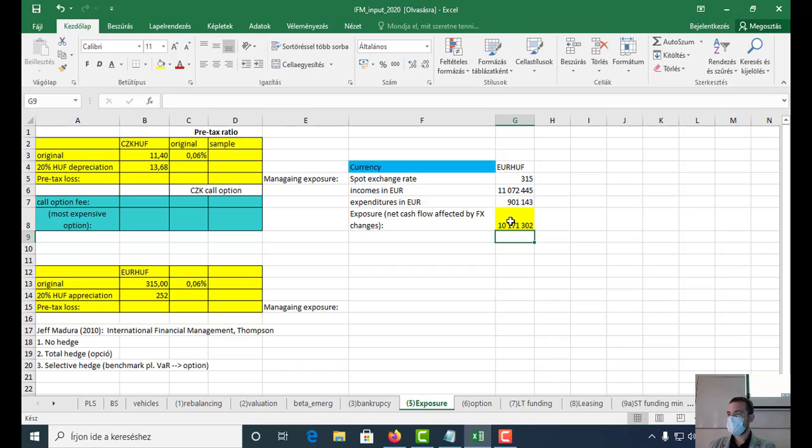So what is happening when the currency appreciates or depreciates? Ways of harming the company or the profitability.